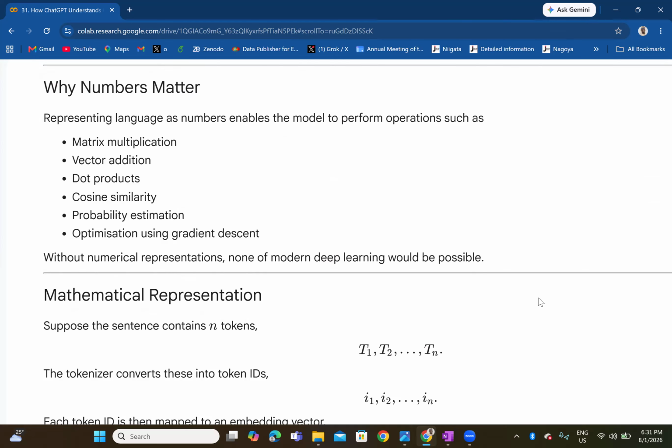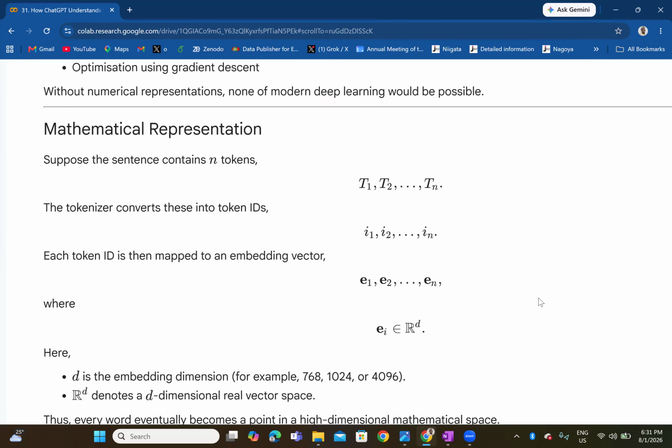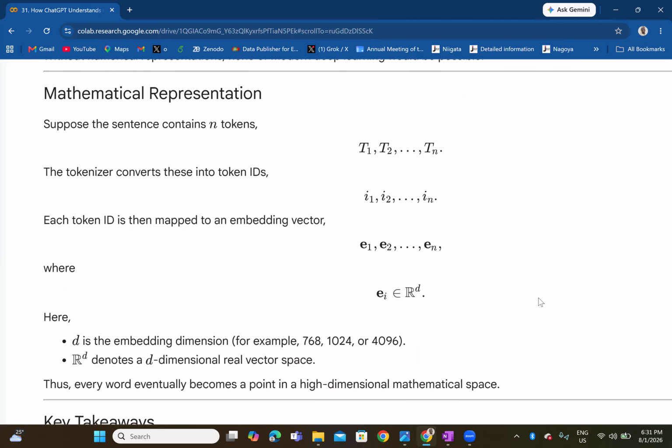Representing language as numbers enables the model to perform operations such as matrix multiplication, vector addition, dot product, cosine similarity, probability estimation, and optimization using gradient descent. Without numerical representations, none of modern deep learning would be possible. So we need numerical representation for deep learning to be possible, for artificial intelligence to be possible. So we're talking about mathematical representation.